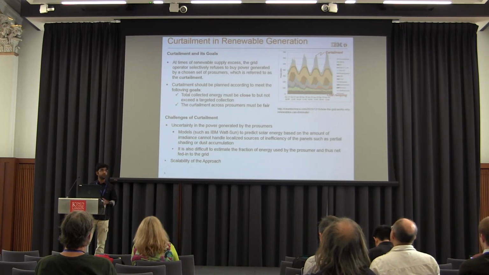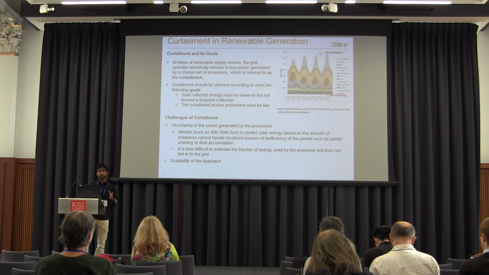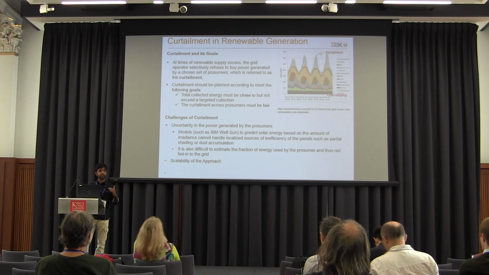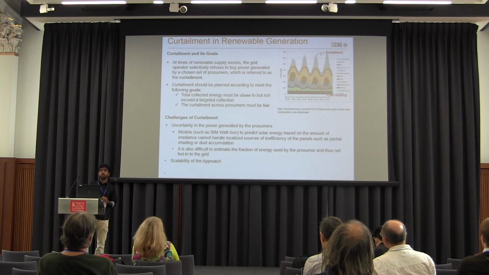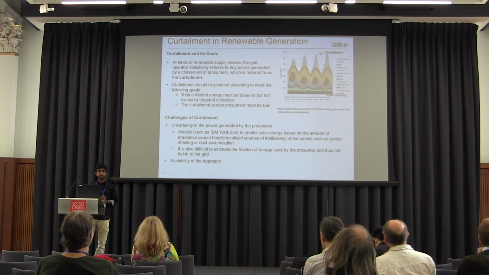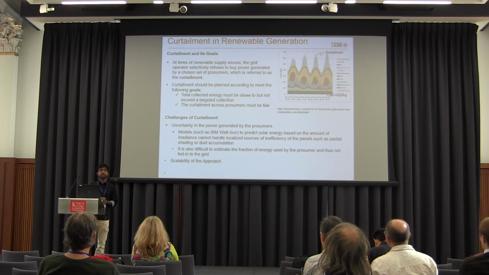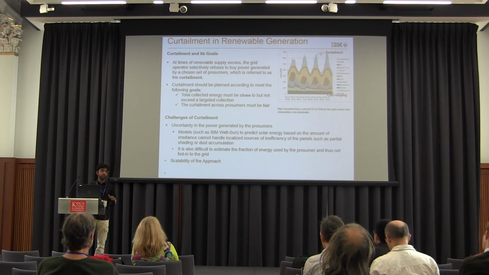Now there are two basic goals of curtailment. As the utility has its own required energy limit, the total energy collected from all the prosumers should be close to this intake energy limit. And also, curtailing a prosumer means you are not taking energy from that prosumer, which will incur some loss to that prosumer. So this loss should be fair, or equal, to all the prosumers over time.